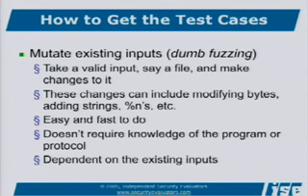So dumb fuzzing, or protocol-unaware fuzzing, means you don't know anything about the protocol. You just take a valid input, a valid test case, maybe a spreadsheet or some network traffic, and then start making little changes to it. There's a program called FileFuzz, and among other things, it takes a file, starts changing every byte one at a time, and sends it through the program. That's one example of dumb fuzzing.